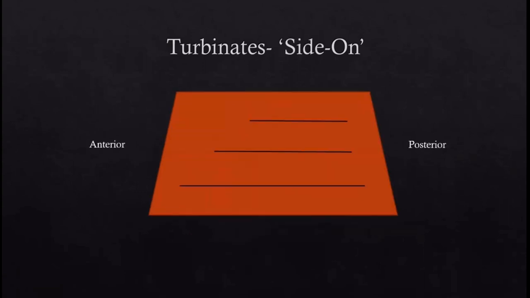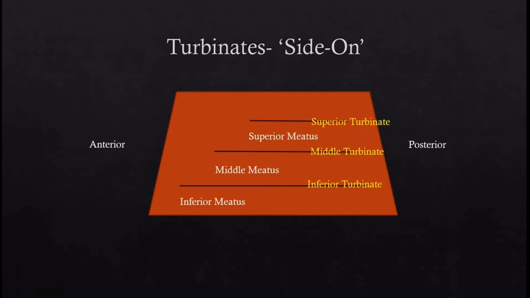If we look at the turbinates side-on, you can also see that they lie in a line on the side wall of the nose: inferior, middle, and superior turbinate, and below them, inferior, middle, and superior meati. But you can now see that there's a gap between the roof of the nasal cavity and the superior turbinate, and this is called the sphenoethmoidal recess.